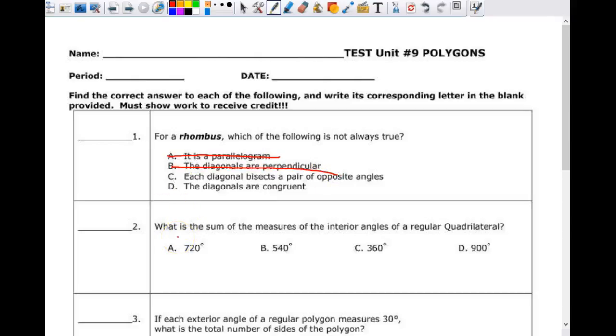Each diagonal bisects a pair of opposite angles. That's always true. That's straight out of your notes. This could be the only answer. And it makes sense. If you draw a rhombus, this diagonal here is larger than this diagonal there. This one's big, this one's smaller. Those are not the same.